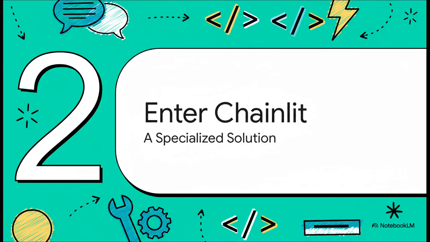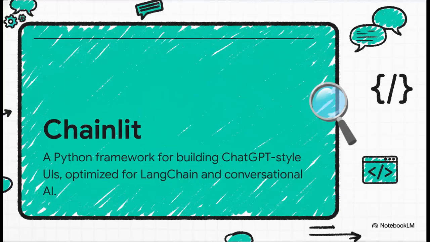So with that big, messy challenge laid out, let's introduce the hero of the story. This is where a specialized tool can just swoop in and completely change the equation for anyone working on conversational AI. And that tool is Chainlit. To put it simply, it's a Python framework built for one thing and one thing only, creating those awesome ChatGPT-style user interfaces. It's not trying to be everything for everyone. Its power comes from its absolute laser focus on conversational AI, and it's especially great for apps built with LangChain.